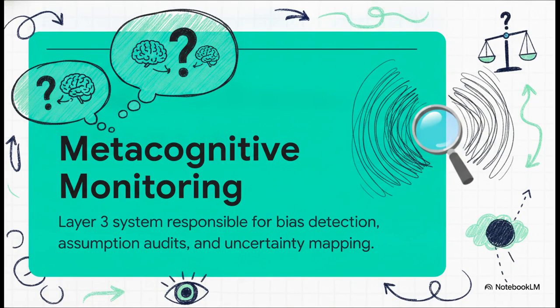Then we go up to layer 3, metacognitive monitoring. You can think of this layer as the system's internal mirror. It's the part responsible for explicitly surfacing your blind spots during a diagnostic discovery journey. It's always in the background asking the hard questions like, hey, what assumptions are we making here? Or, are we falling for anchoring bias and just getting stuck on our very first guess? It practically forces the clinician to audit their own thought process in real time.